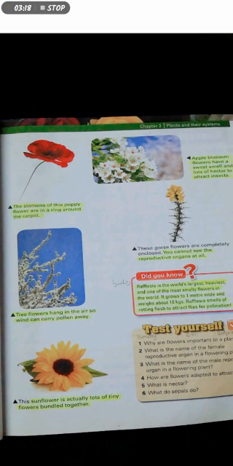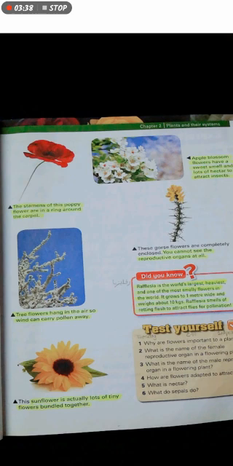Tree flowers hang in the air so wind can carry the pollen away. This helps in the process of pollination. This sunflower actually has lots of tiny flowers bundled together. It is not just one flower, it has many flowers which are bundled together and it appears like a single flower.